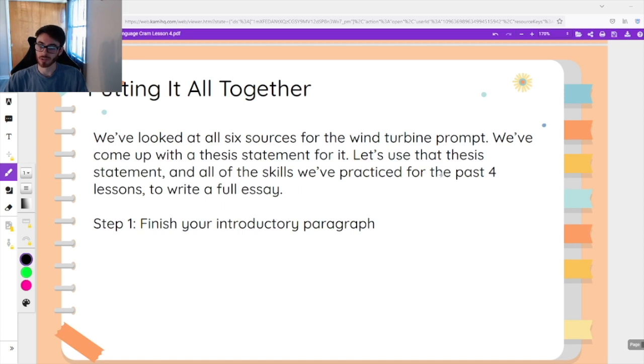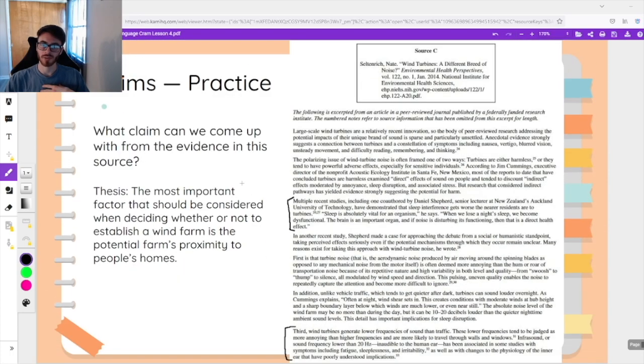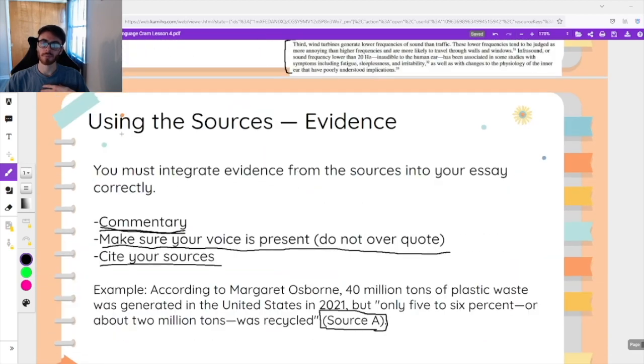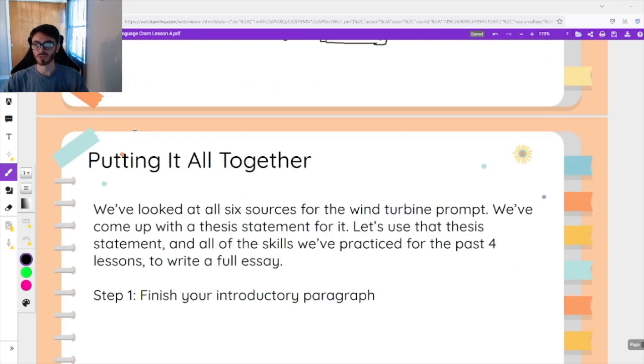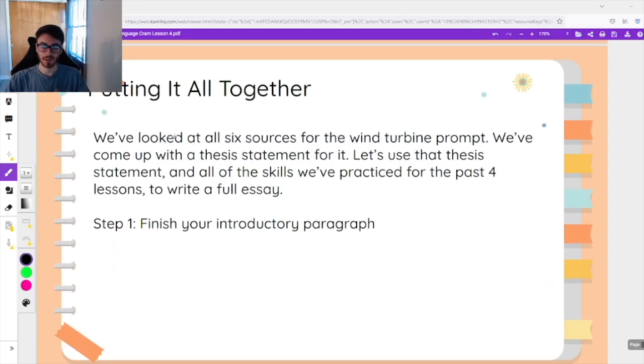We've already started here a little bit, right? We've already come up with a thesis statement. We're going to use that thesis statement. For me, I'm going to use the thesis statement that I wrote here. You can use this thesis statement if you want, but I would definitely recommend instead you use the thesis statement that you wrote earlier when I had you write a thesis statement for practice. Use that thesis statement. Use all the skills we've practiced and discussed and talked about, and write an essay.